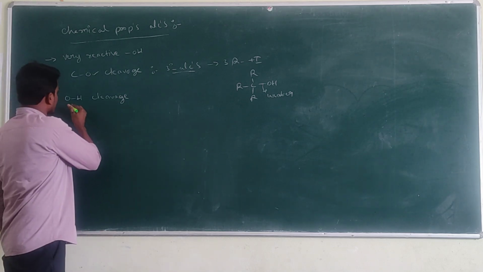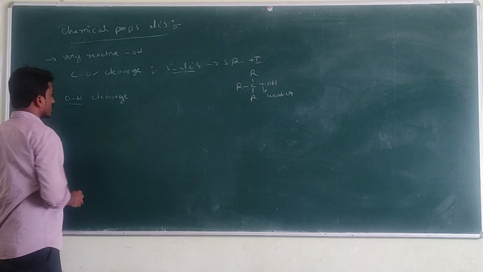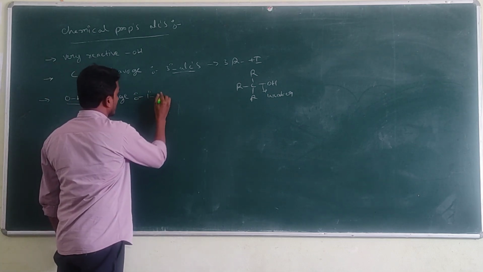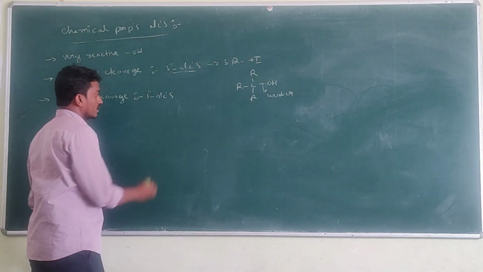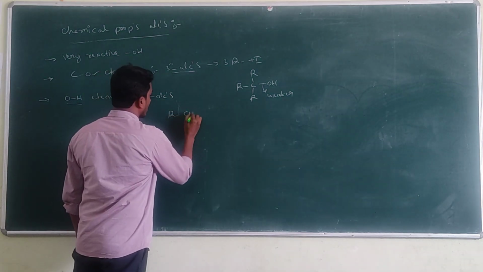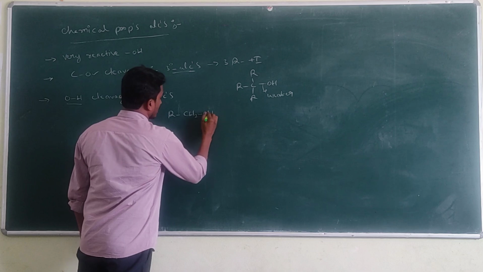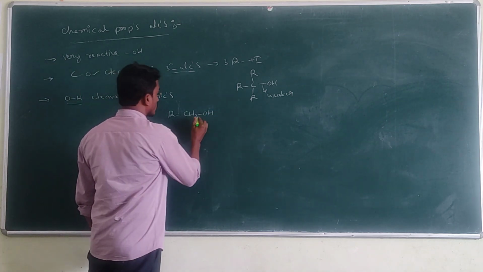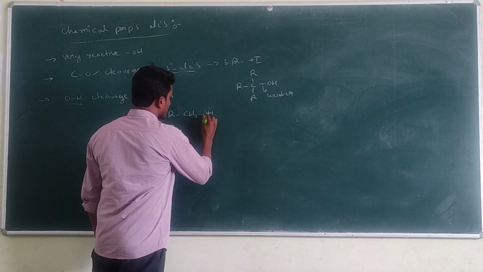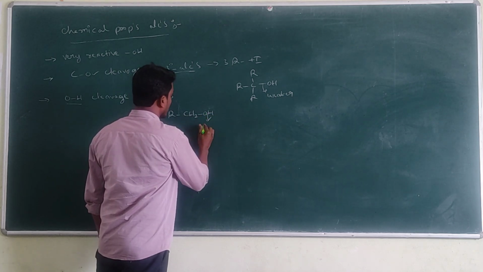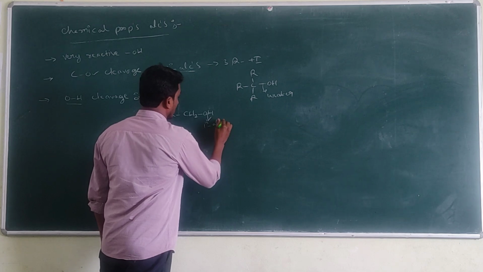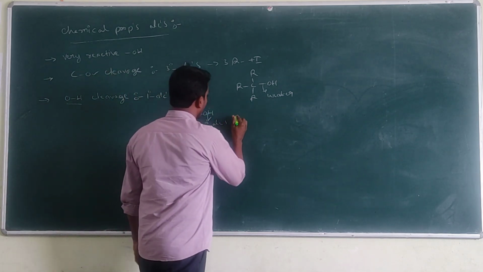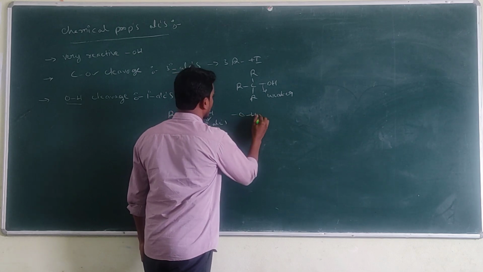Next is oxygen-hydrogen bond cleavage. Here oxygen-hydrogen bond cleavage mainly takes place in primary alcohols. In primary alcohols, only one alkyl group is present on the oxygen bearing carbon atom, so the oxygen-hydrogen bond is weaker in primary alcohols. Due to this, in primary alcohols oxygen-hydrogen bond cleavage mainly takes place.